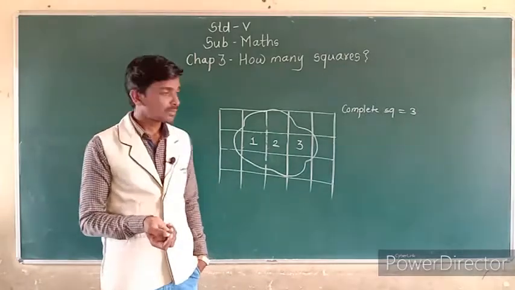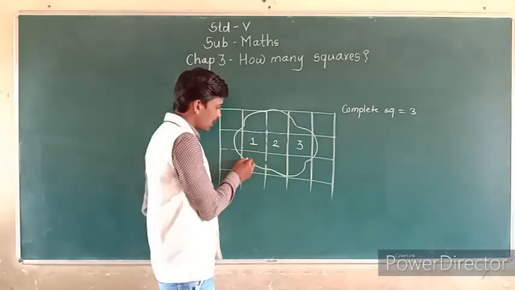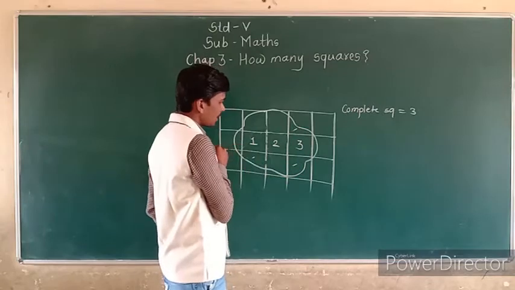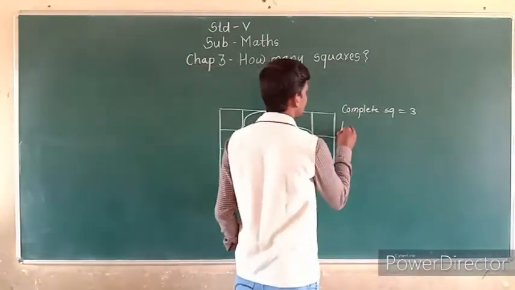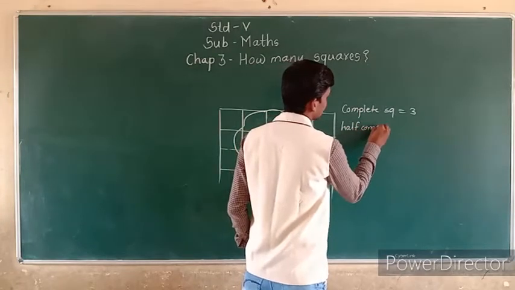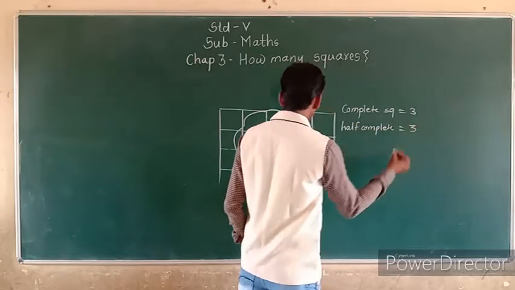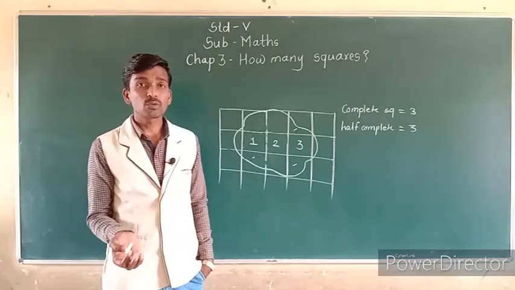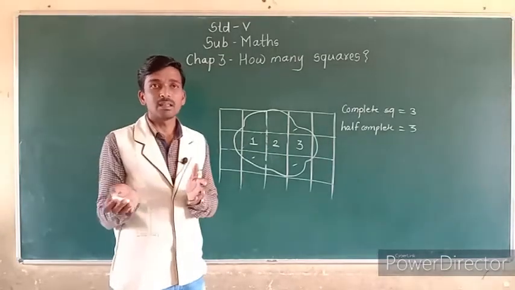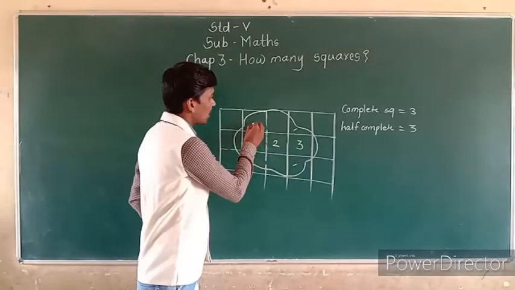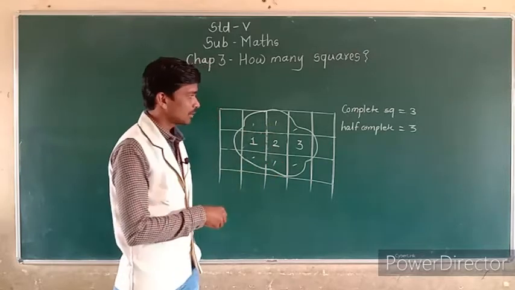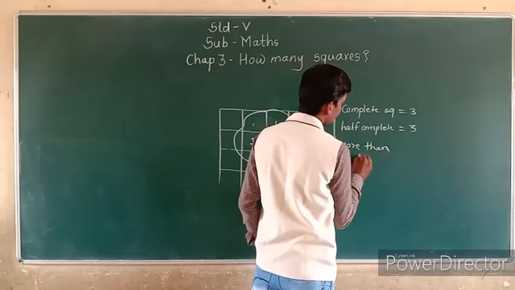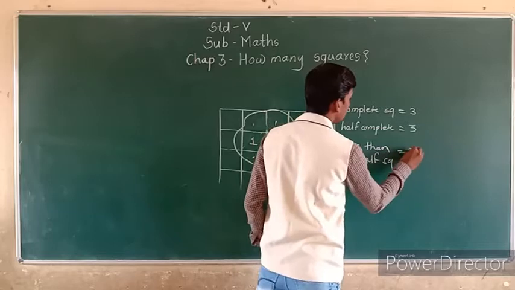Half complete squares. See, this is one half complete square. This is 1, this is 2, this is 3. These 3 are half complete squares. How many half complete squares are there? There are 3. And more than half squares. More than half means आधे से भी ज़्यादा. कितने हैं? 1, 2 and 3. More than half squares. How many? 3.